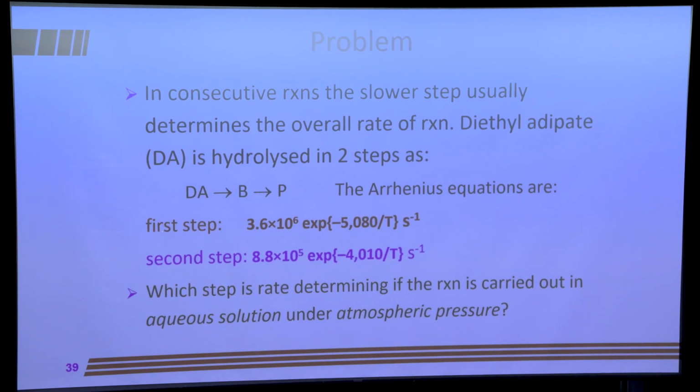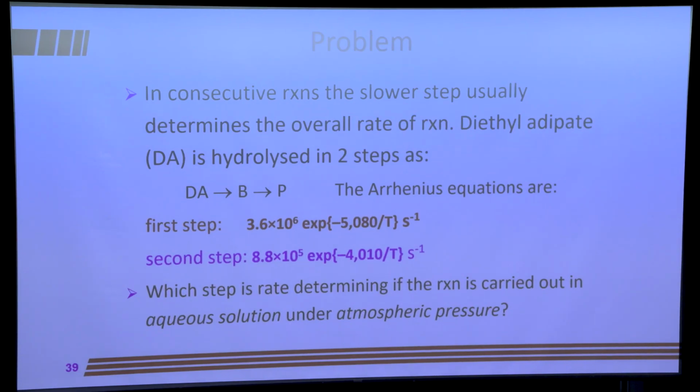The Arrhenius equations are, the first step, the rate constant is 3.6 times 10 to the 6 times the exponent of minus 5,080 over T. Okay, so we've divided by R already, and we have an activation temperature. Okay, it's still an energy, but we've already divided by R. Okay, and the second step is 8.8 times 10 to the 5 times the exponent of minus 4,010 all over T. All right, and that's the second step. So the question is, which step is rate determining if the reaction is carried out in aqueous solution at atmospheric pressure?